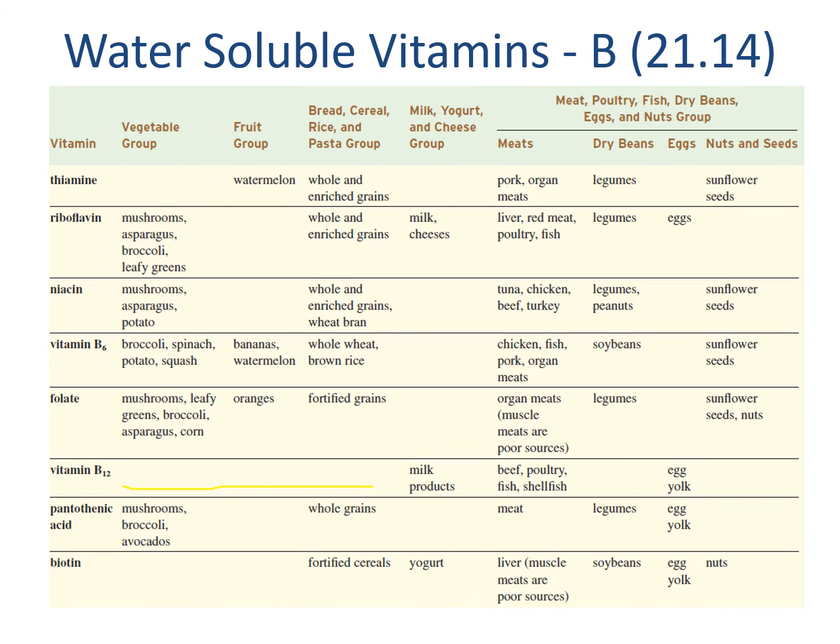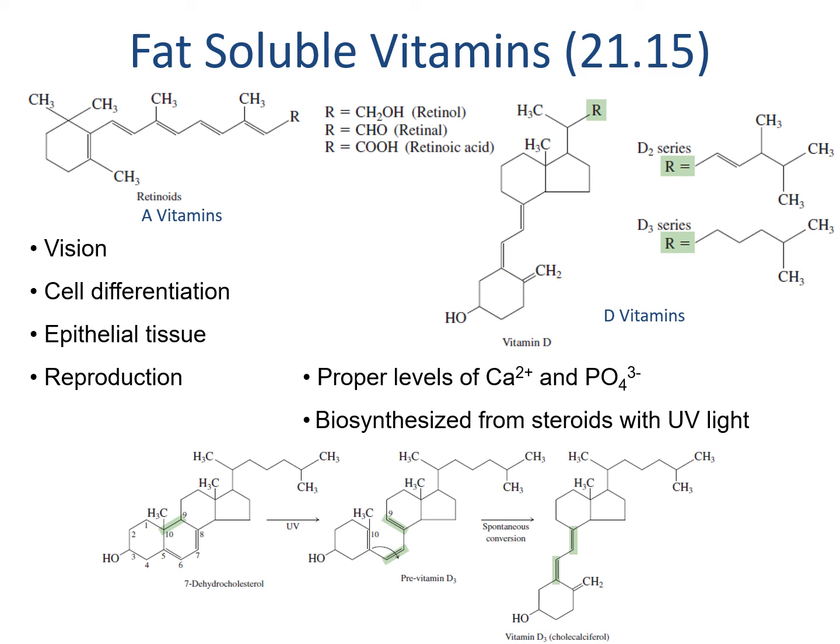In addition to vitamin C and the 8 B vitamins, there are also 4 fat-soluble vitamins, the first of which is vitamin A. Vitamin A actually comes in several forms. All of those forms are responsible for roles such as seeing in color, the differentiation of cells, the development of epithelial tissue, and reproduction. The A vitamins are actually oftentimes derived from carotenes, like beta-carotene, which is in carrots. It makes carrots orange.